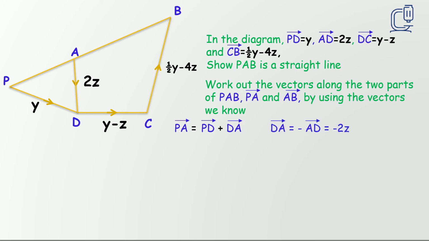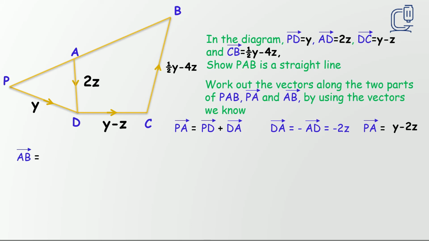DA is equal to minus AD, which is minus 2z. We say minus 2z as we are moving in the direction DA, which is the opposite direction of the arrow AD. So PA is equal to y plus minus 2z, which is the same as y minus 2z.